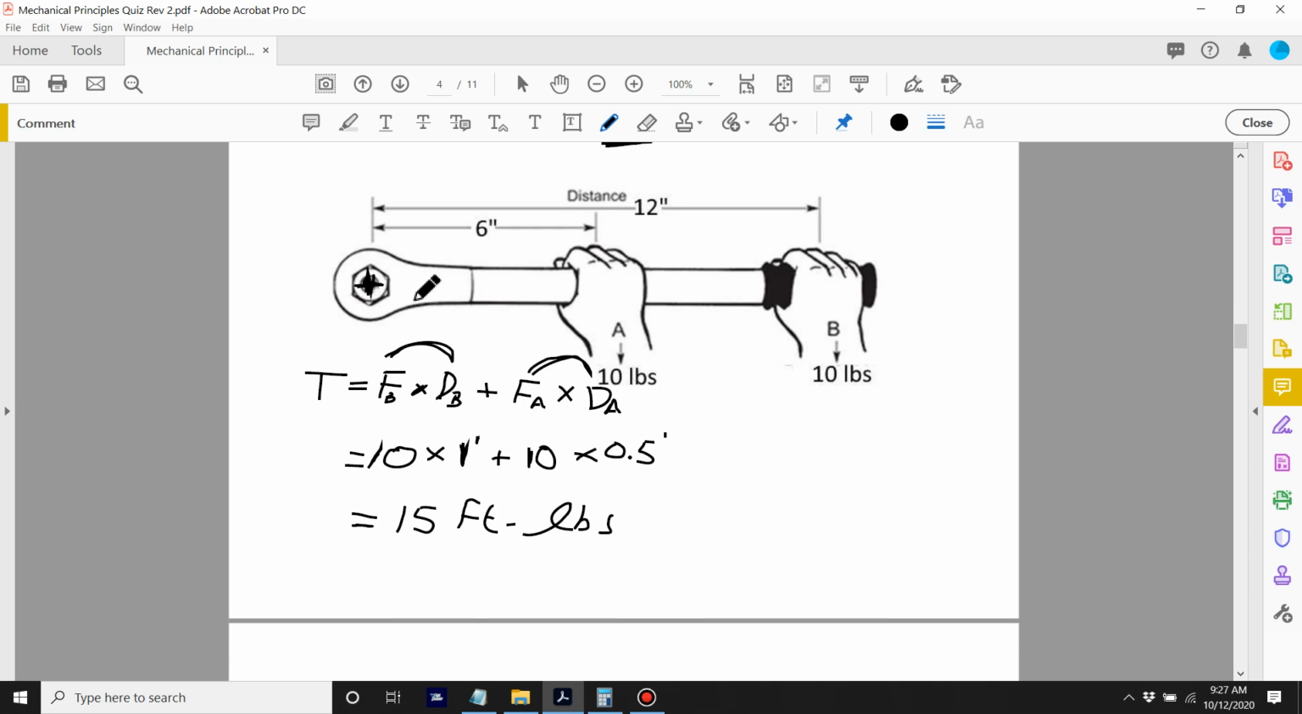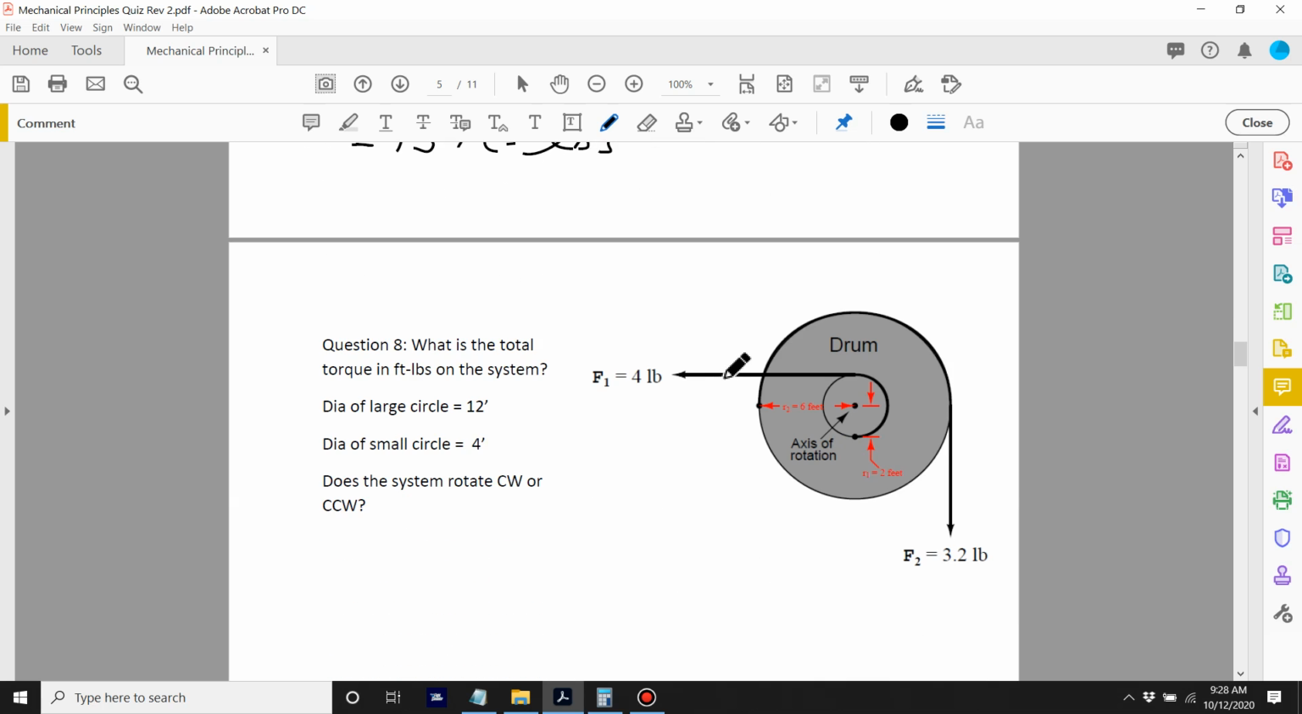If this was a torque wrench and I had the torque limited to 10 foot-pounds, even though I'm applying 15 foot-pounds, only 10 foot-pounds will be transferred on the torque wrench, because the other 5, it will slip once it reaches 10 foot-pounds.